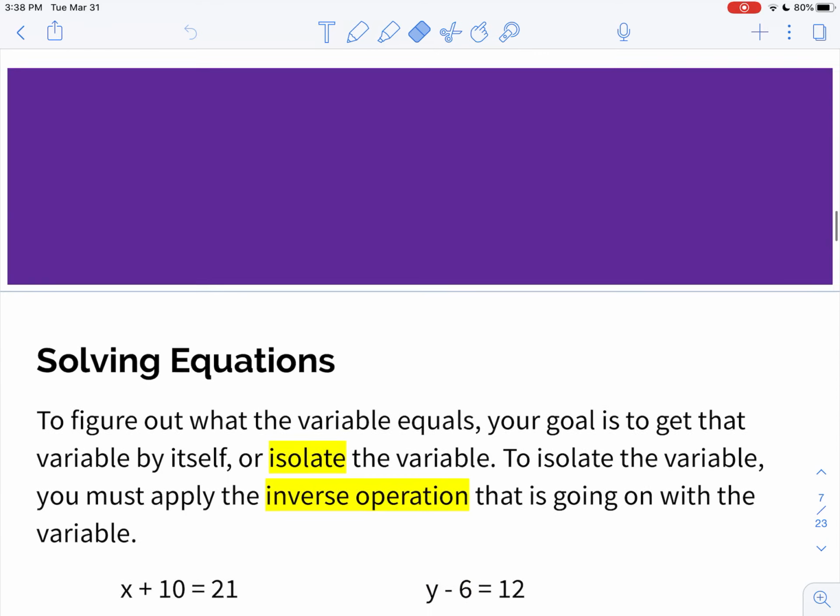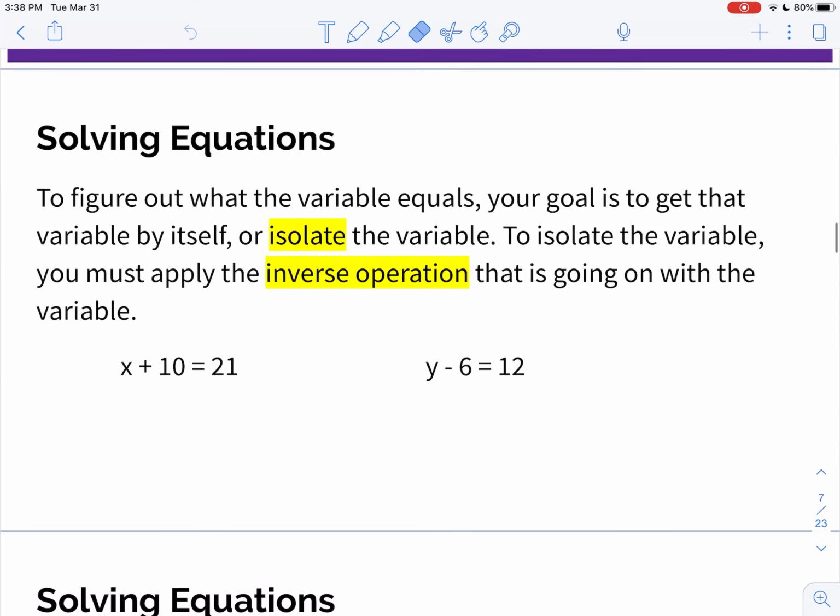So solving one-step equations. If you remember, to figure out what the variable equals, your goal is to get that variable by itself, or to isolate the variable. To isolate the variable, you must apply the inverse operation that is going on with the variable. So if I look at my variable x here, what is going on with this x? X is being added to 10. So what is the opposite of adding 10?